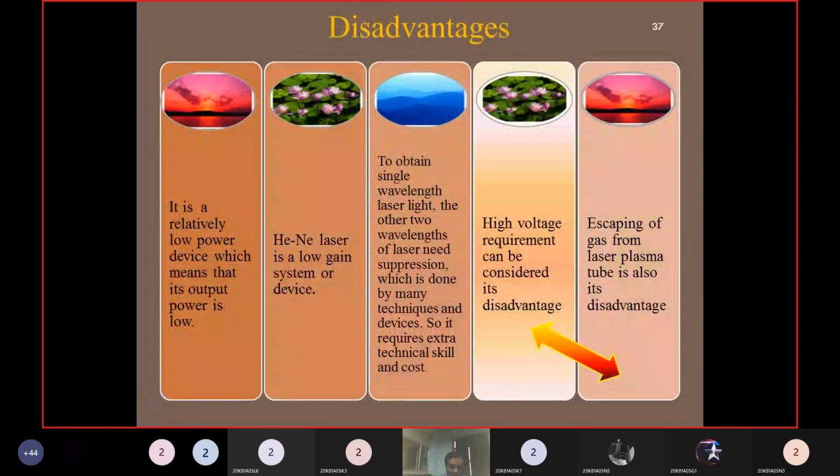Now some disadvantages are also there. Those disadvantages are: it is a relatively low power device, which means its output power is low. Already I said that. Next one, helium neon laser is a low gain system. Gain means if the gain is very high, the intensity is also very high. So this is a low gain system.